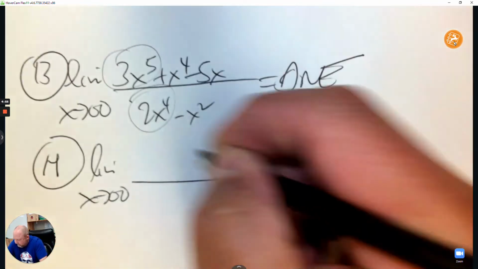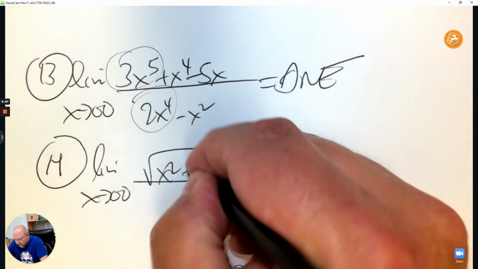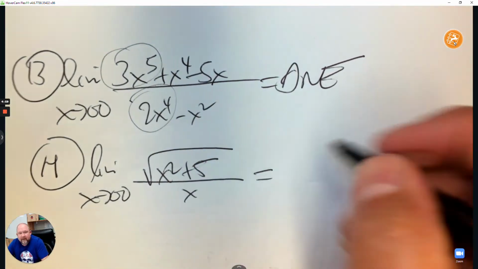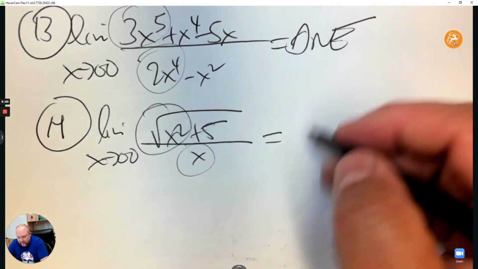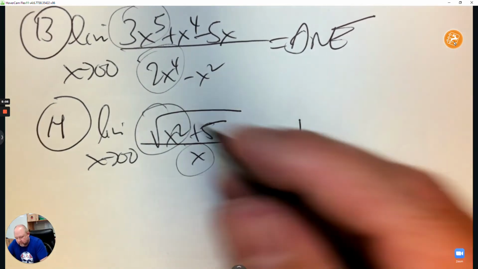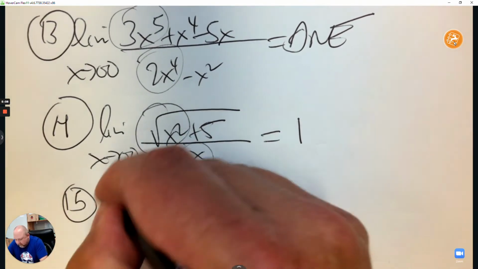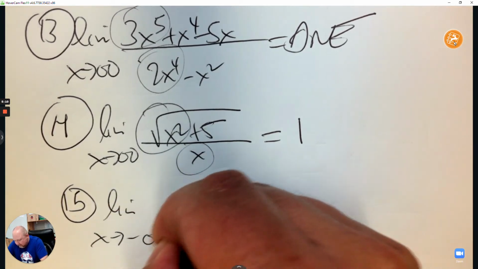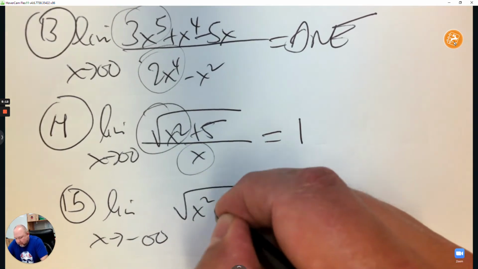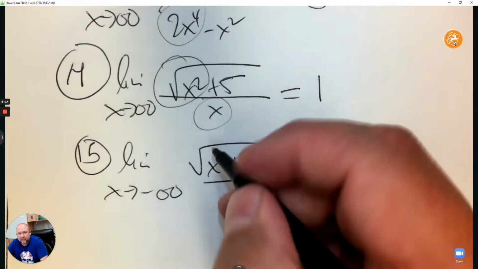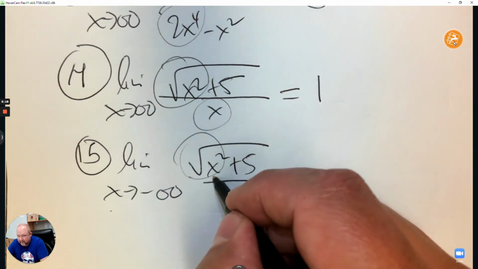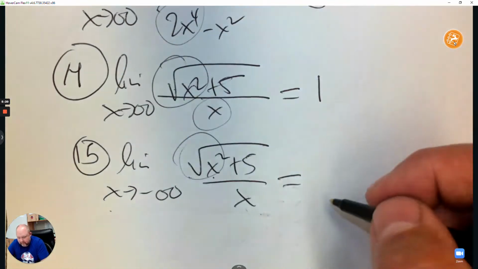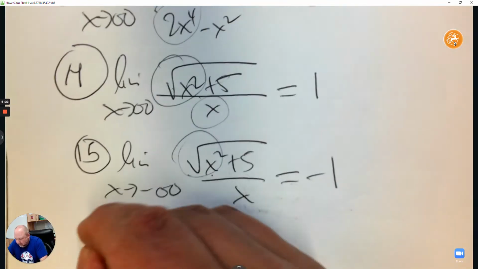The square root of x squared plus 5 over x. End behavior, so the square root of x squared over x, that's positive x over x, which is 1. The same question pretty well, but the left end behavior here. When I look at the power terms, the square root of x squared, the answer on the left would be negative x, and the answer on the right would be positive x. So this answer is going to be negative 1.